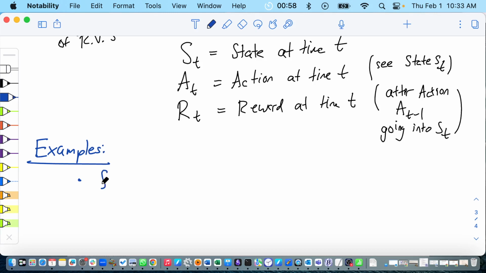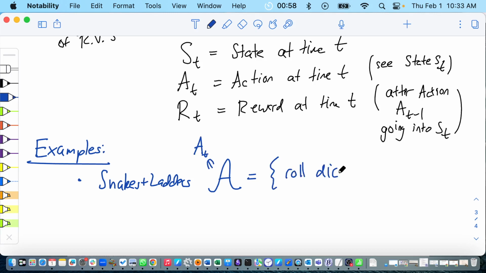So Snakes and Ladders is, technically speaking, the actions are in the action set. Sometimes people write script A for all possible actions. So A_t is some element of A, and there is no choice. You must roll the dice. There's only one action you can take on your turn. You must roll the dice.